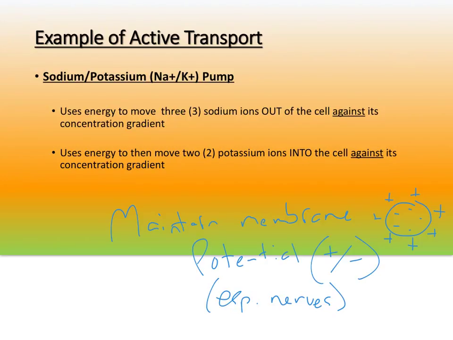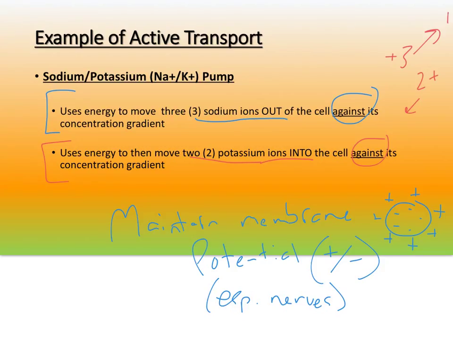Now the way this pump works, and we've got pictures on the next slide, is that first it will push 3 sodium ions out of the cell, which is against the sodium gradient. And then after it's done that, it will bring 2 potassium ions into the cell, which is also against its gradient. But also notice what I'm doing here. I'm sending 3 positives out, but only bringing 2 positives back in. So slowly, I will make the exterior more positive and the interior a little bit more negative.